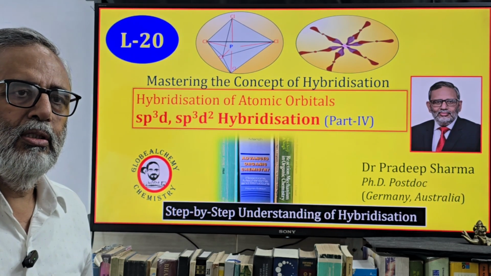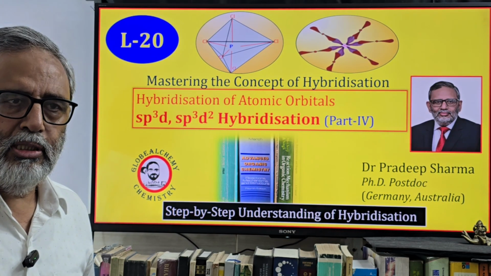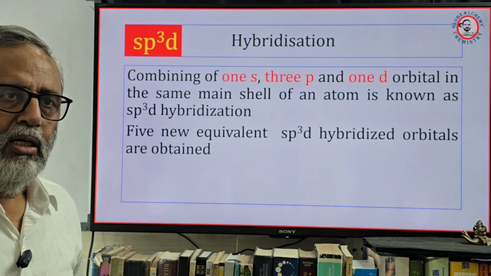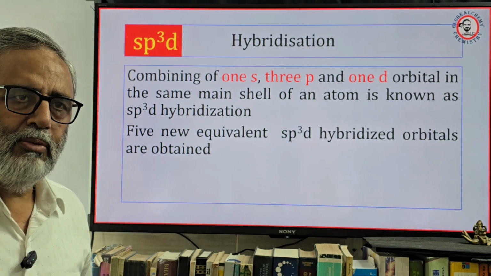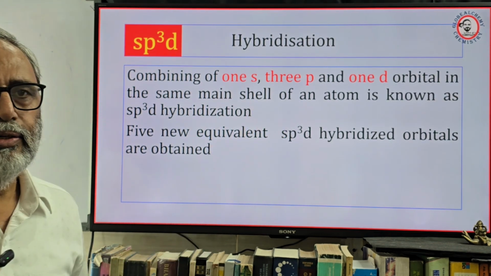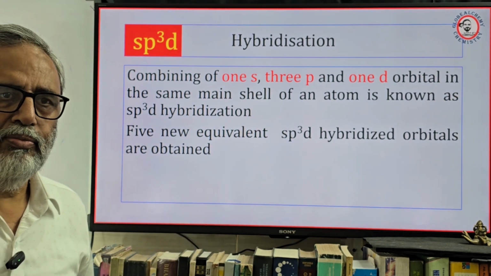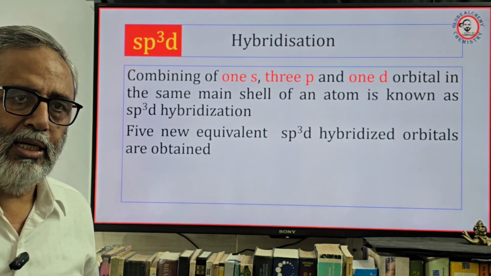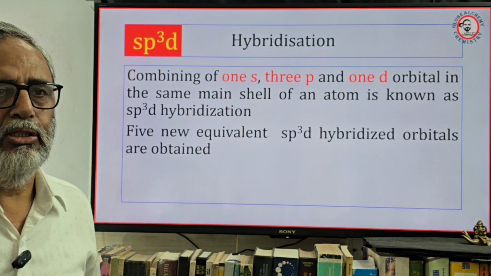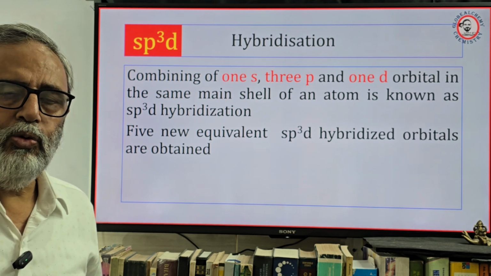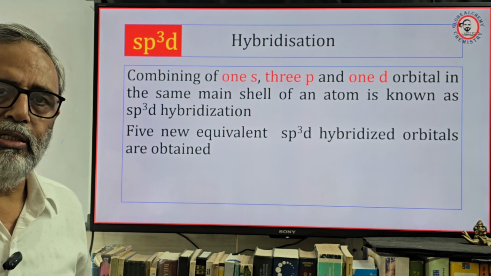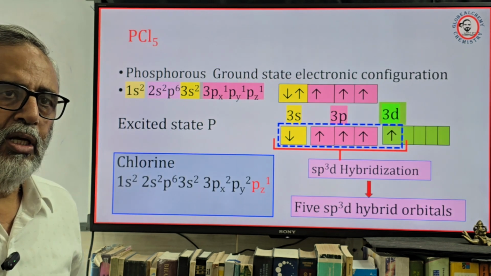Hello students, today we will discuss sp3d and sp3d2 hybridization. In sp3d hybridization, combining of one s, three p and one d orbital in the same main shell of an atom is known as sp3d hybridization. Five new equivalent sp3d hybridized orbitals are obtained in this process.